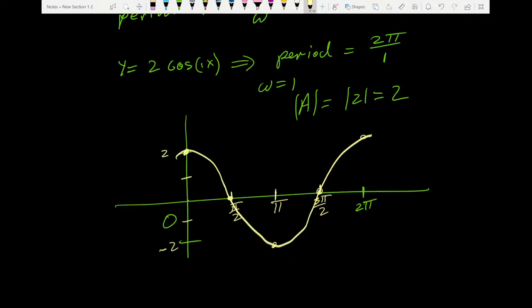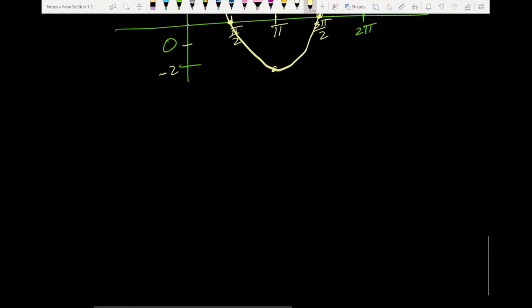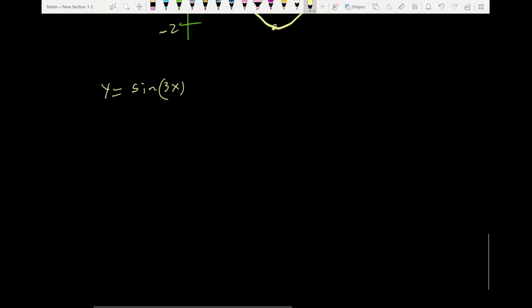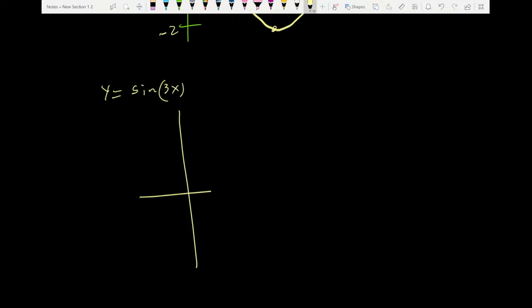Now, what if I give you a different type of problem where the period is different? So let's look at y equals sine of 3x. Before we graph that, I'll give you a couple seconds to catch up.